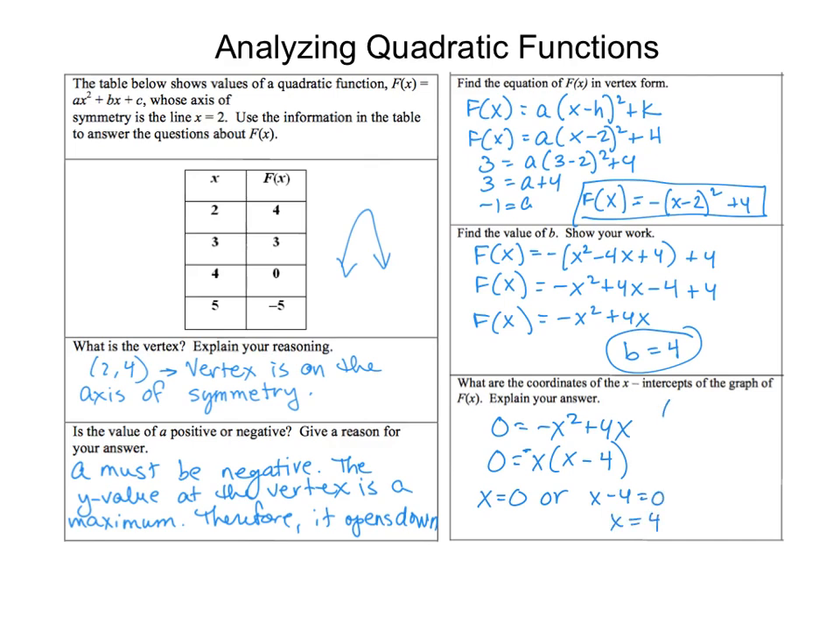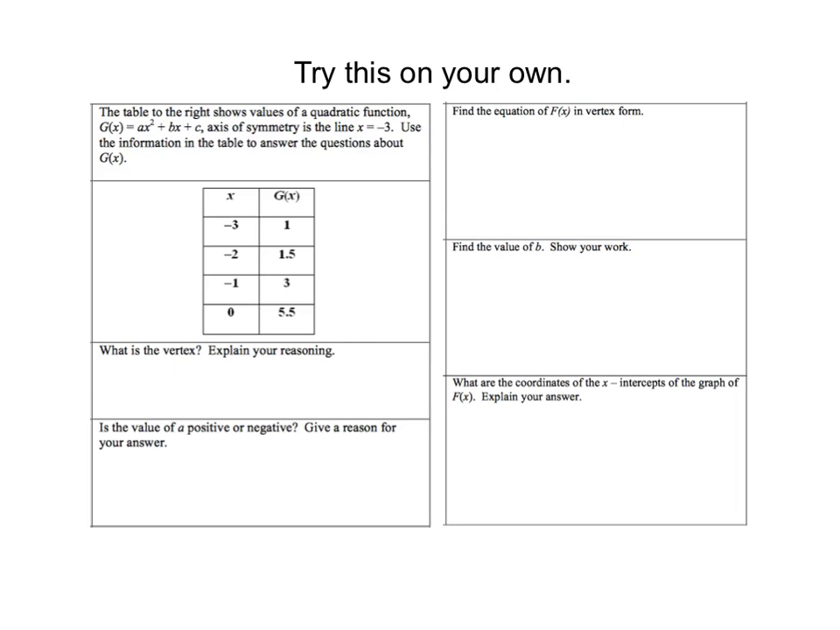So my x-intercepts, remember, are ordered pairs. My first x-intercept would be at (0, 0). My next one would be at (4, 0). Okay, I'd like you to try this one on your own. When you're ready for the answer, press play.